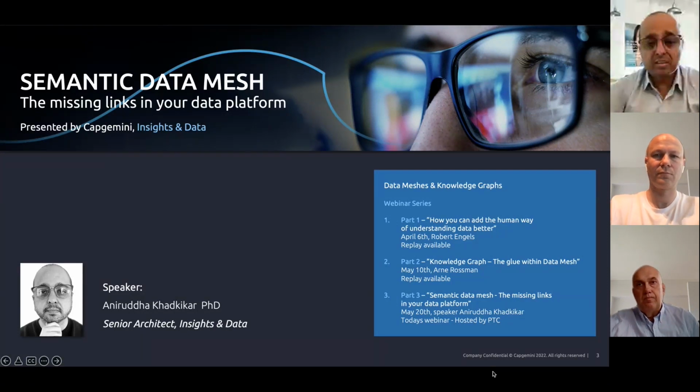And this topic is the third part of a series we have been doing. So part one was where we were discussing knowledge graphs and the human way of understanding data better. Then we looked at knowledge graphs as the glue within the data mesh, which Arne presented on the 10th of May. And then this is the third part in that series where we are looking at a pattern we call the semantic data mesh. And myself, I'm Aniruddha Kadea. I work as an architect in Insights and Data based in Stockholm.